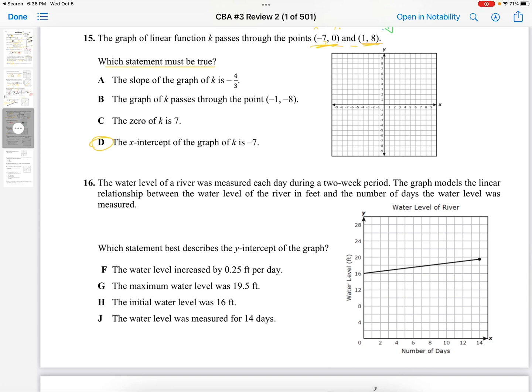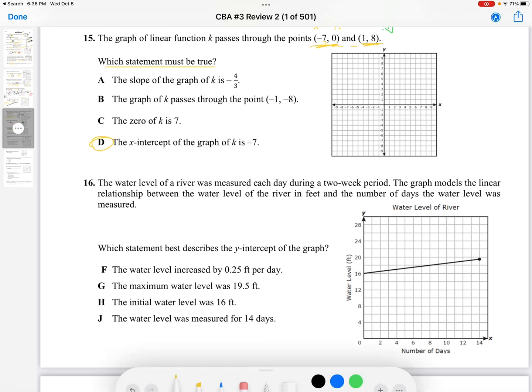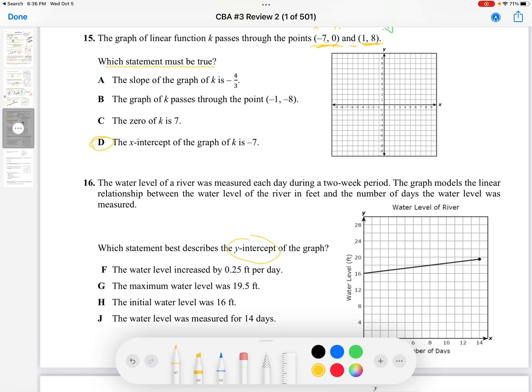Now for 16, it says the water level of a river was measured each day during a 2-week period. The graph models the linear relationship between the water level of a river in feet and the number of days the water level was measured. Which statement best describes the y-intercept? So the main idea here is the y-intercept. And since we know 16 is the y-intercept, H is the only possible answer.